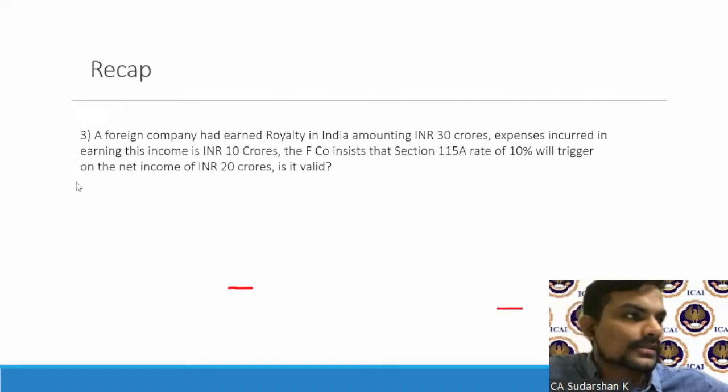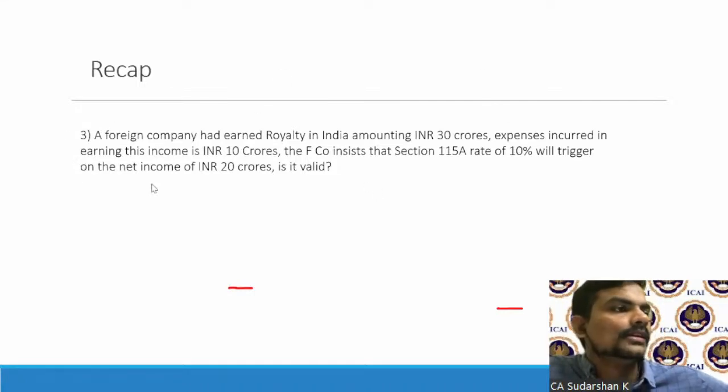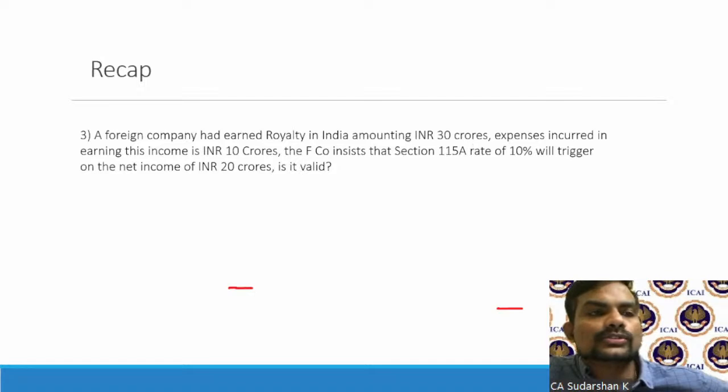Question number 4 actually. Apologies for the numbering error. A foreign company had earned royalty in India amounting to INR 30 crores. The expenses incurred in earning this income are INR 10 crores. Now, the foreign company insists that the section 115A rate of 10% will apply on the net income of 20 crores, that is 30 crores income minus expenses. Taxability will be determined only on the balance net income of 20 crores, and hence 10% should come only on 20 crores, not on 30 crores.